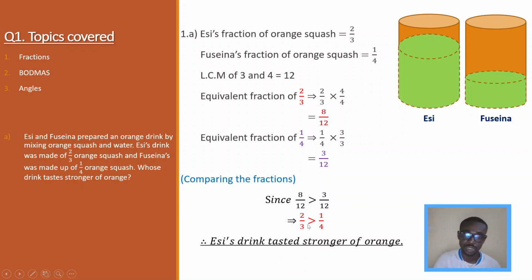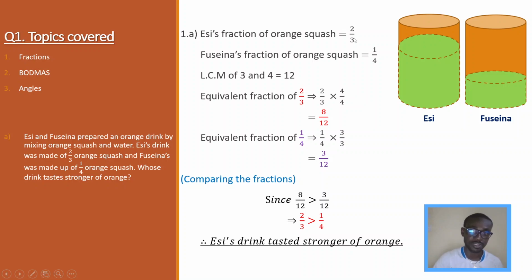And then we can conclude that since 2 over 3 represents the fraction of orange squash that Essie poured into her drink, we can say that Essie's drink tasted stronger of orange. So you see, we have just read the word problem. We have been able to know that we have to use equivalent fractions to do our comparison. So we used equivalent fractions.